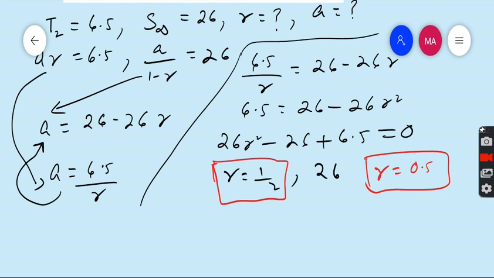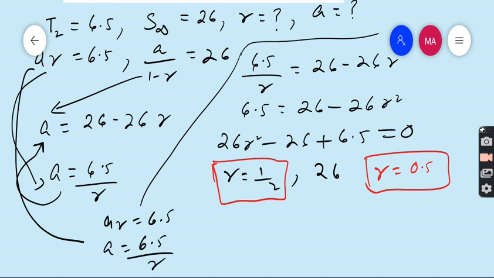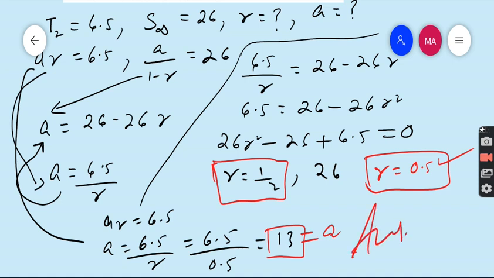in any of the equations. Like I am putting it in this equation, ar is equal to 6.5, and a is equal to 6.5 upon r. 6.5 upon r, which is 0.5. The answer is 13. So r is 0.5 and the first term is 13. This is our final answer.